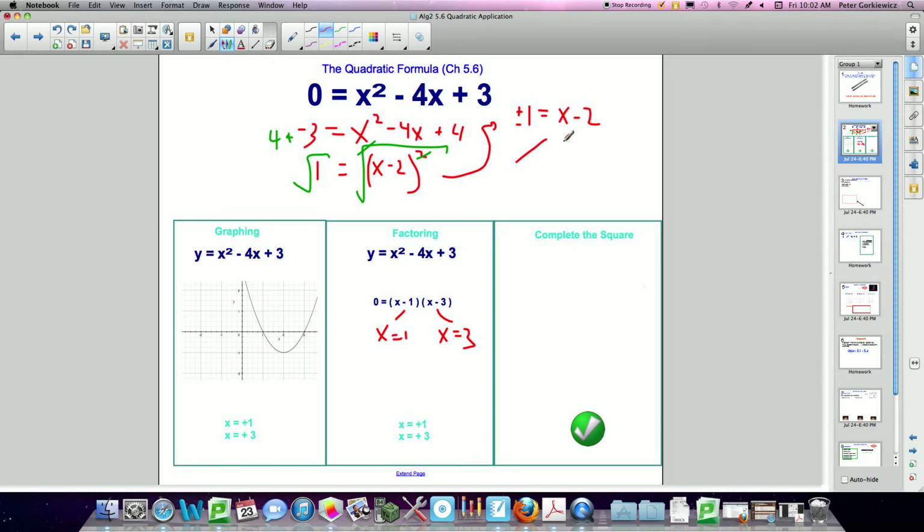And then you get two cases. One, if x is positive, you get 1 is x minus 2. You'd add 2 to both sides, and you'd get x is 3. And then if you had your -1 on this other case, you'd add 2 to both sides, and you get x is 1, right? Surprise, surprise. It's the same thing we got before. Bam. Cool.